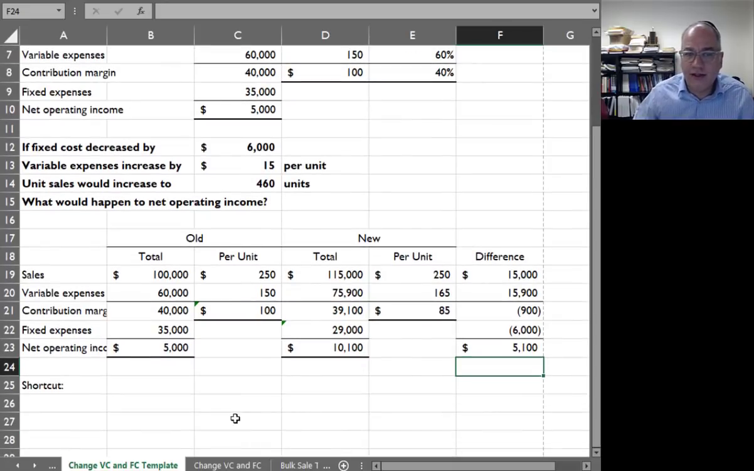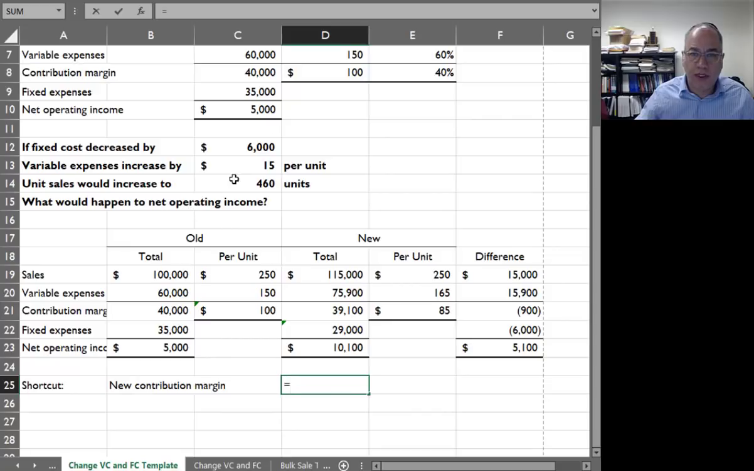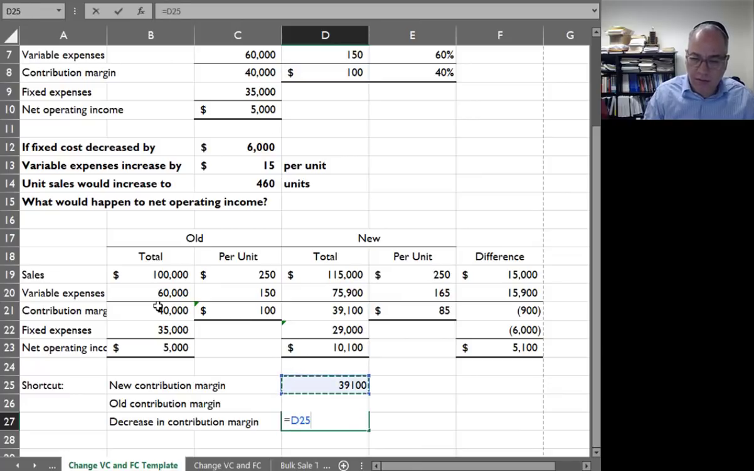Now, you want to see a shortcut? Shortcuts are always fun. You've got to really think about how the costs behave in order to figure out shortcuts. But it's a good rule of thumb just to compare new and old contribution margin and then subtract the increase in fixed costs. So new contribution margin in this case would be 460 units times $85 a unit. The old contribution margin was plain old $40,000. So you have a decrease in contribution margin of $39,100 minus $40,000, or $900.